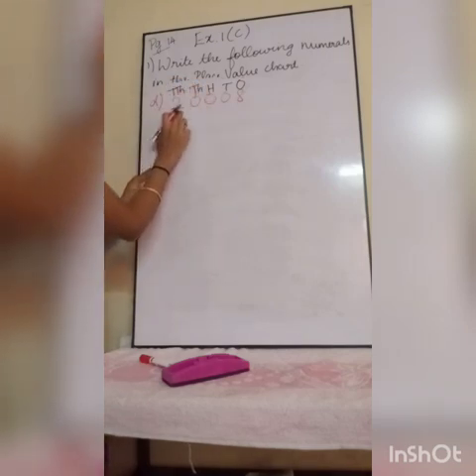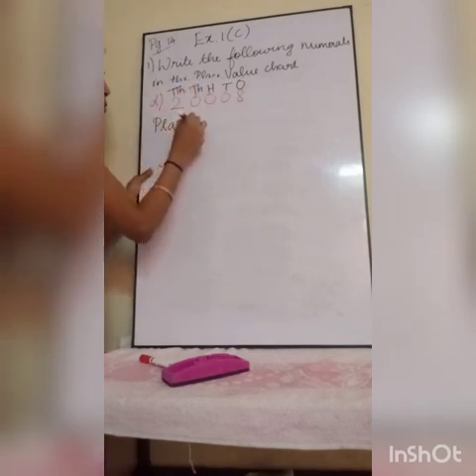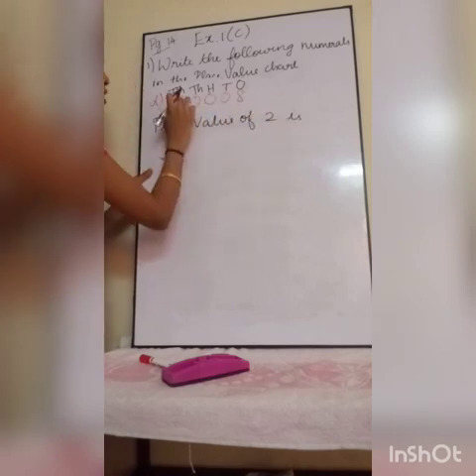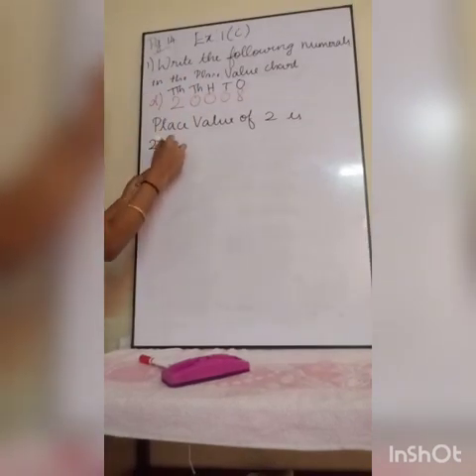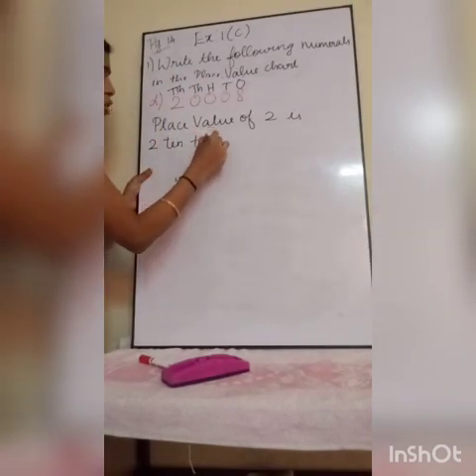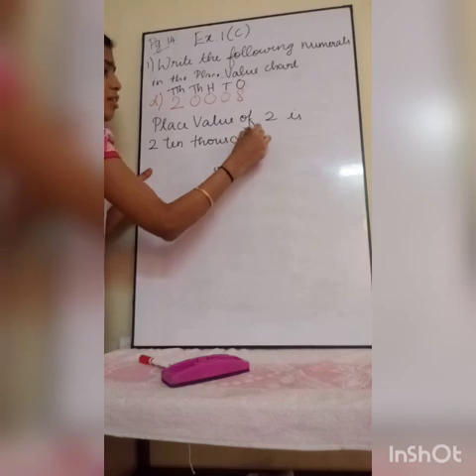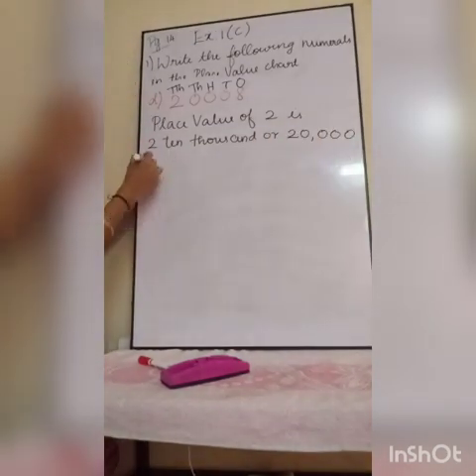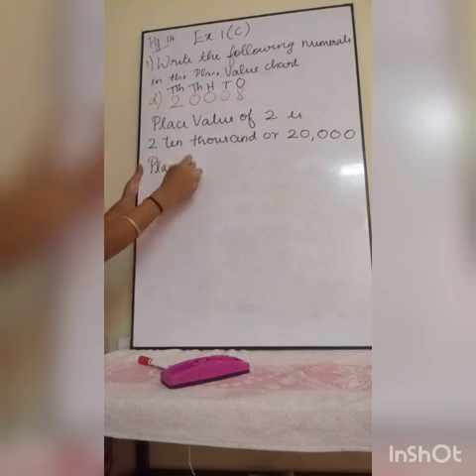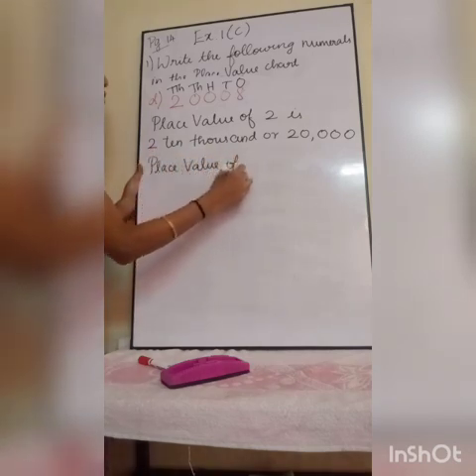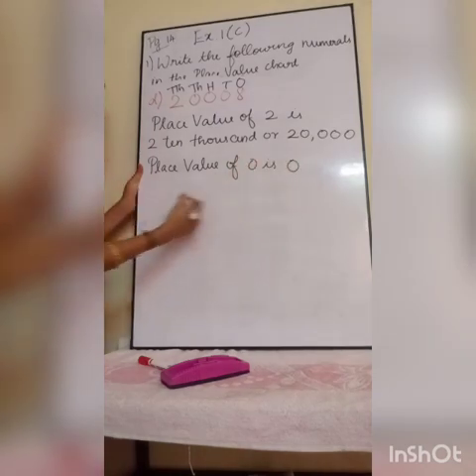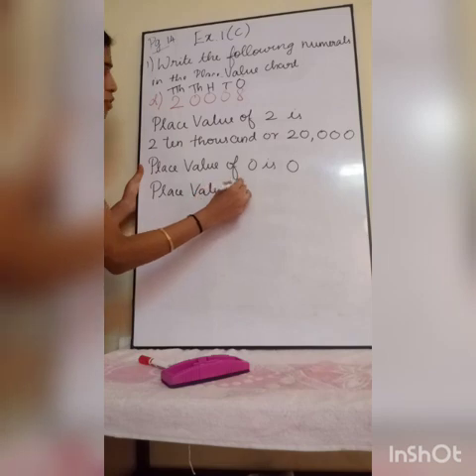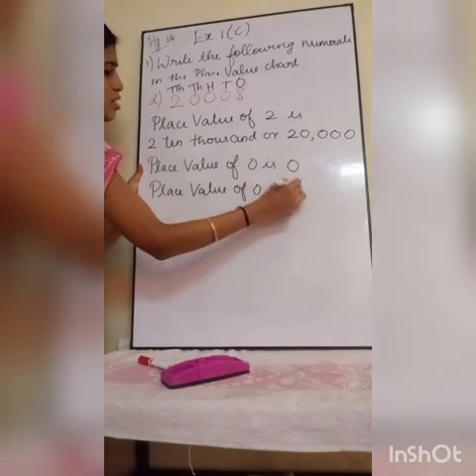So, first, what is the place value of 2? Place value of 2 is what? 2 ten thousands, or 20,000. Okay. Next, place value of 0 is 0. Again, place value of 0 is 0.